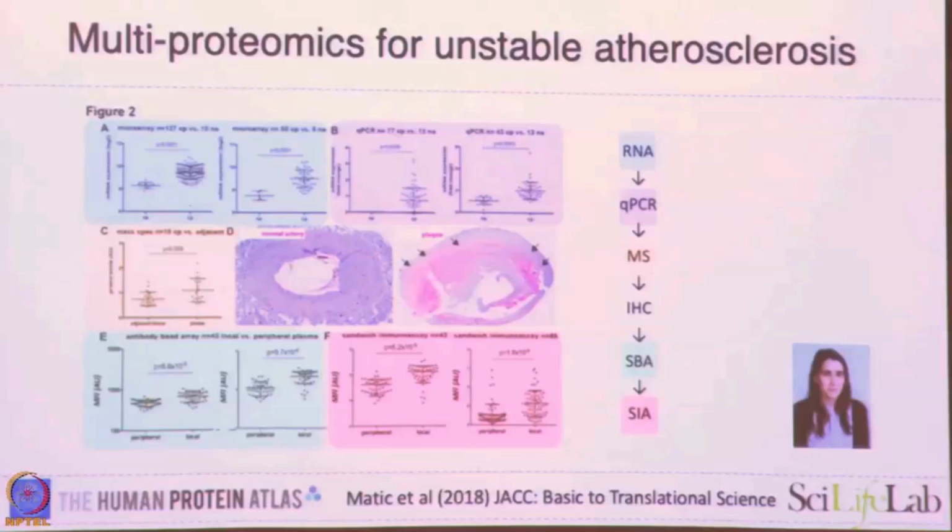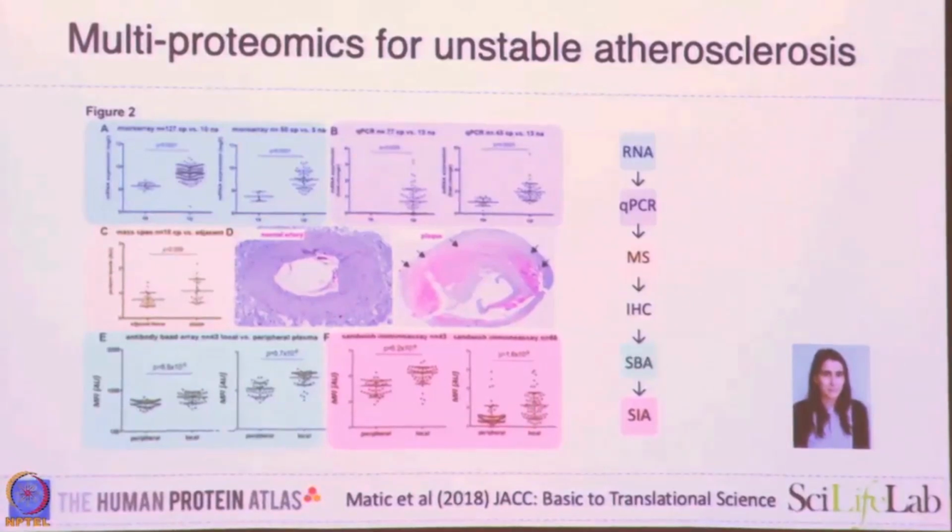Another type of multi-omics approach we've done in the context of unstable atherosclerosis. Here you have the coronary plaques that some people develop, and of course there's a risk that some are stable, some are unstable, which means you might have a higher risk of stroke and heart attack. So a group of clinicians who've done microarray and qPCR identified a couple of candidates which they could validate using mass spec in tissue.